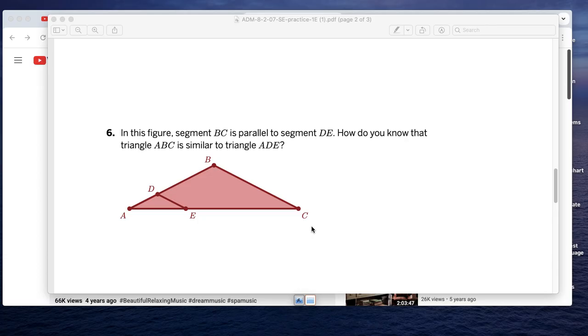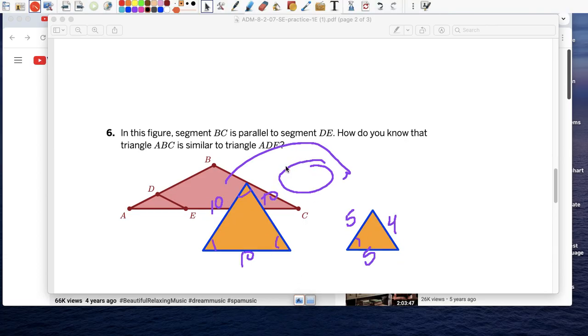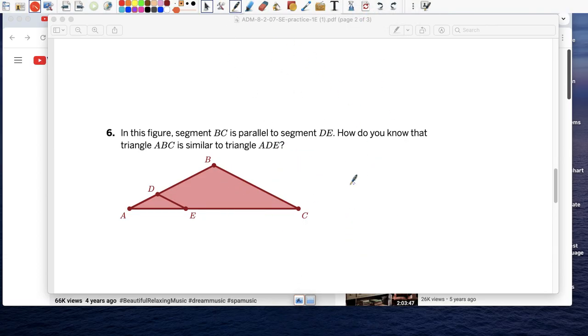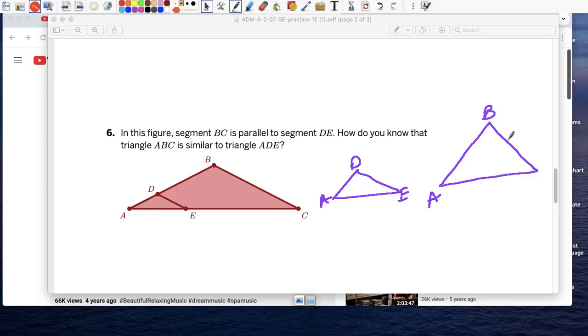Okay, got that. How do you know the triangle ABC is similar to triangle ADE? Right, so the trick to this one, for me at least, is to separate this. So here's my little triangle ADE, and then the big triangle, same triangle, right? ABC. How do I know they are similar? So this is A, this is B, this is C.